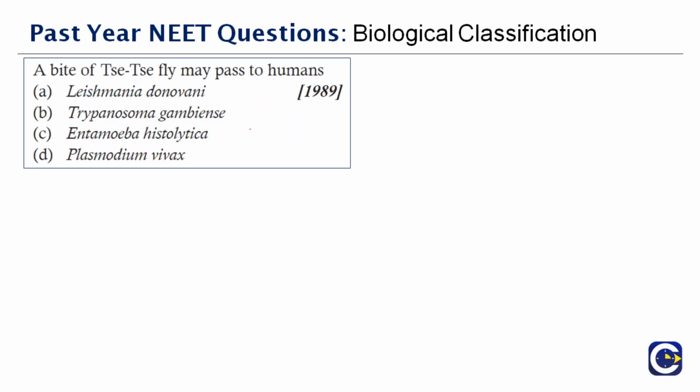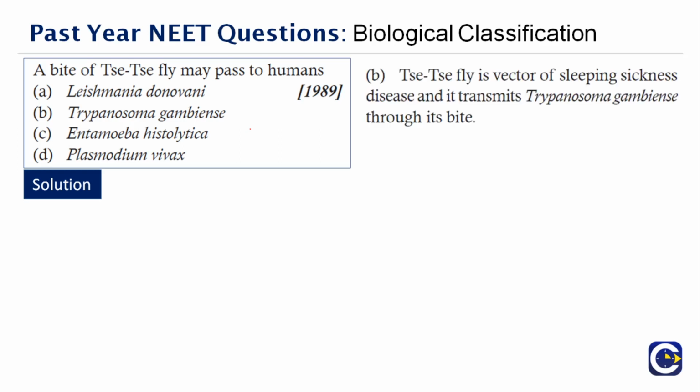Next question: the bite of the tsetse fly may pass the disease to humans with the help of dash. Obviously, the protozoan responsible is transmitted through a vector called the tsetse fly. It's option B, Trypanosoma gambiense. Other than that, you also have another species under Trypanosoma called brucei. The correct answer to this question is option B.